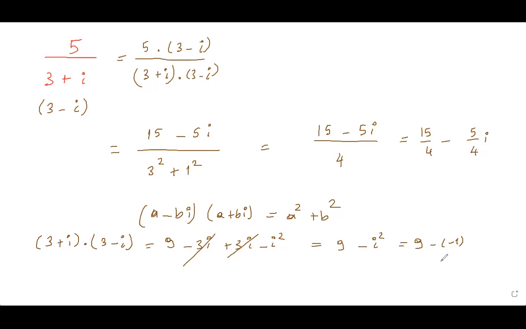So it will be 9 plus 1, which is 10. Here I said 3 squared, but 3 squared is not 4. 3 squared is 9. Oh my God, calculation mistake. And 1 squared is 1. So it will be 10. You may continue: cancel out by 5. It will be 3 over 2 minus 1 over 2i. This is the final result. Okay, so it's better like this.